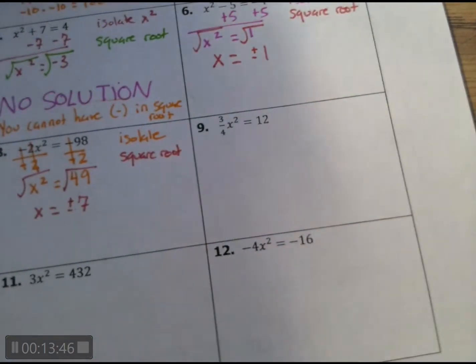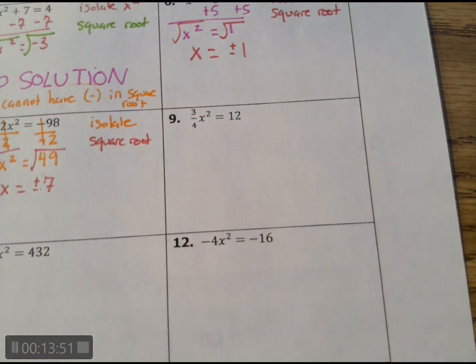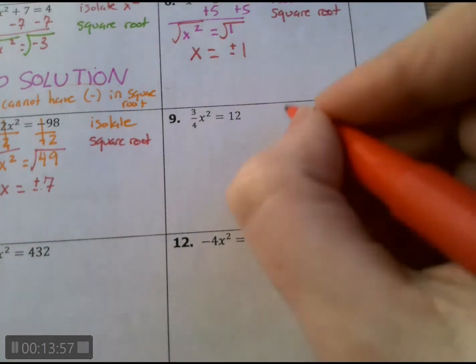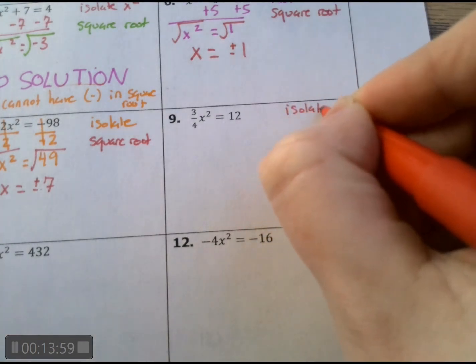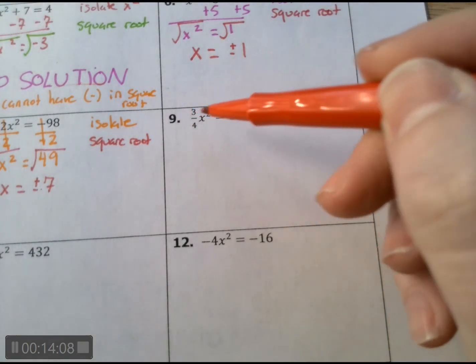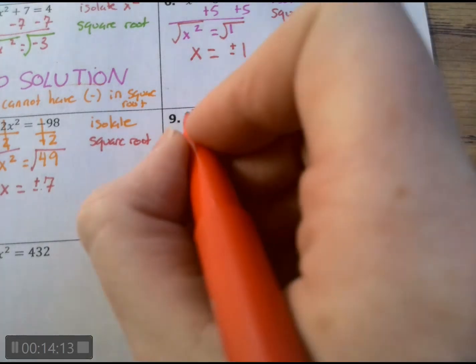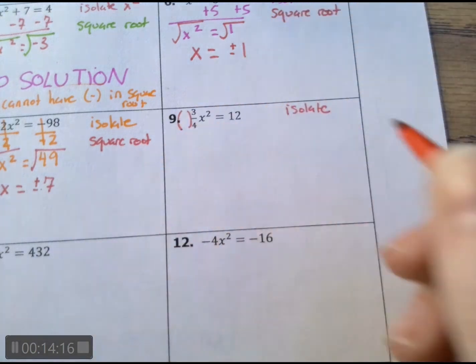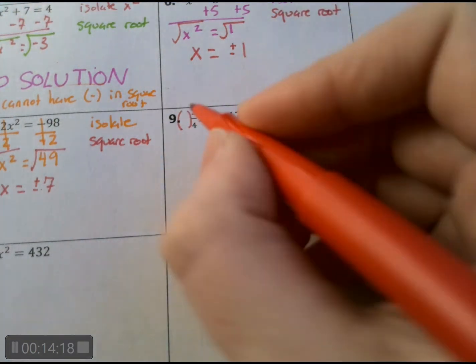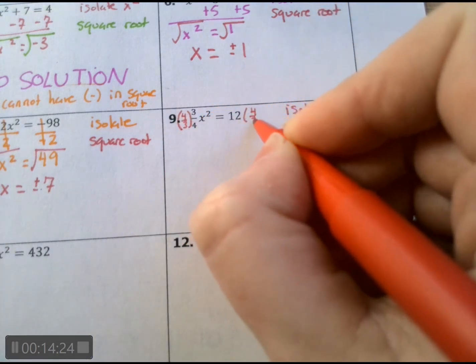Oh man, number 9 has a fraction. That is so obnoxious. Everybody hates fractions, but that's okay, because same deal. First thing we got to do is isolate. I am quite positive most of us do not remember, but when we are multiplying by a fraction and we need to get rid of that fraction, we are going to do the opposite. So we need to multiply both sides by the opposite of this fraction, which is going to be 4 over 3. Okay?